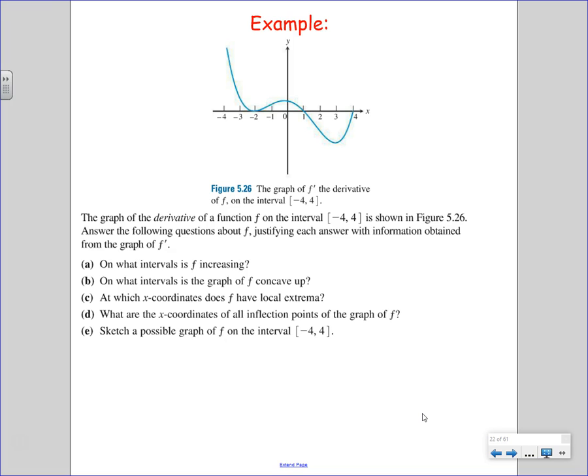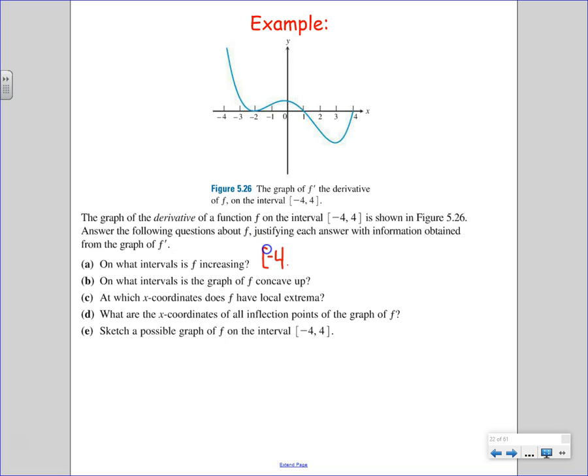Question, when is F increasing? -4 to 1. I would say negative infinity, but this does not seem like an endpoint. What do they give us though? A closed interval. So we're going to use that closed interval. So even though the idea of negative infinity is good, I would also say -4 to 1.